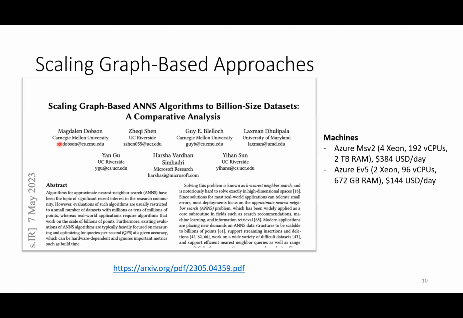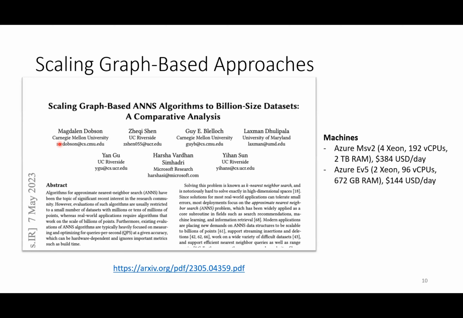But very luckily, this paper here appeared a month ago and has as the topic scaling graph-based approximate nearest neighbor search to billion-sized data sets. And all of the plots you're going to see are from this paper. It's an excellent paper. It's not yet peer-reviewed, but I'm going to tell you a little bit about some maybe shortcomings, but it's an excellent paper.